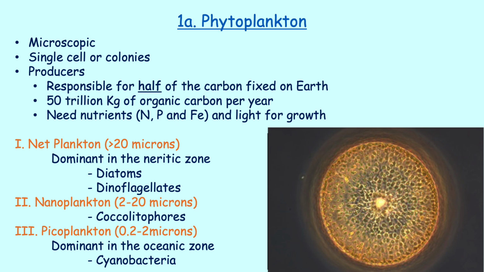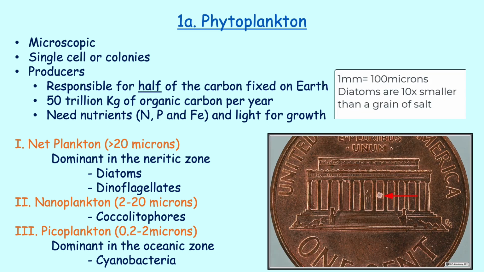Phytoplankton are divided according to their size. The net plankton are the largest, when the cells are bigger than 20 microns. The nanoplankton, where cells are between 2 and 20 microns. And the picoplankton, where cells have a diameter between 0.2 and 2 microns. There are 1,000 microns in 1 millimeter.